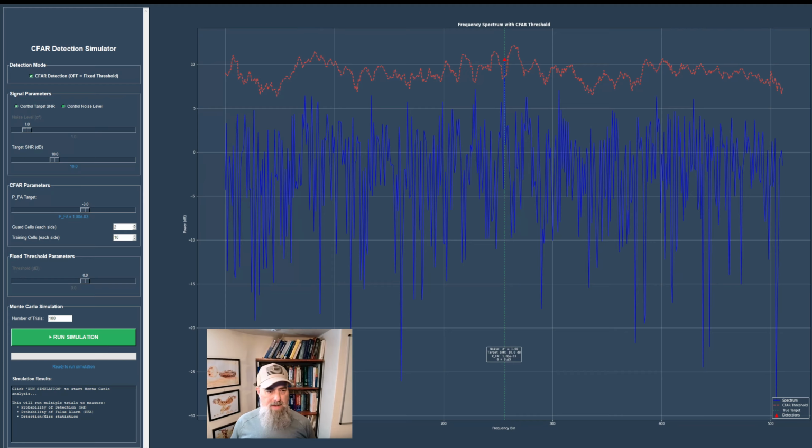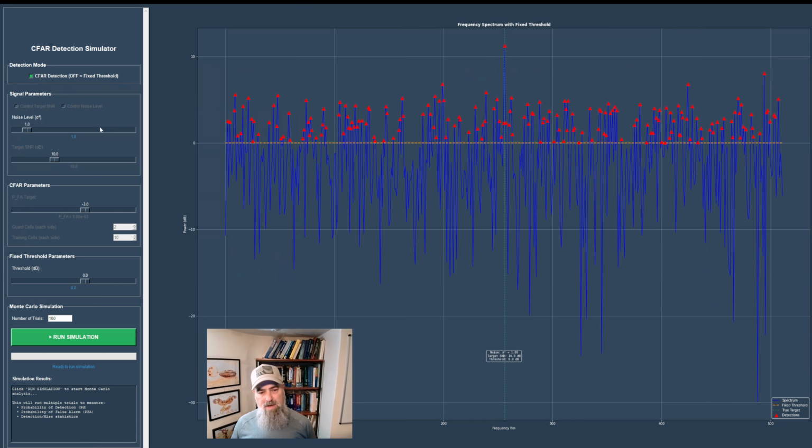Okay, let's switch out of CFAR detection mode. Off will be for fixed threshold, and you will see, let me go to the screen, and you will see that once I fix the threshold, it is flat, and a lot of detections are coming inside, right? These are called false alarms. This is the only target in the spectrum.